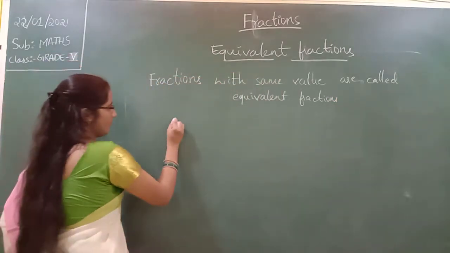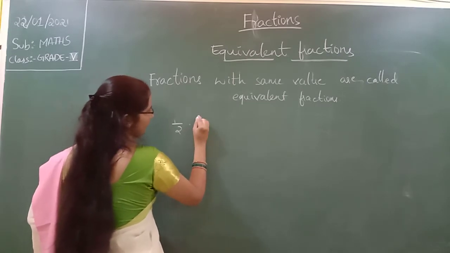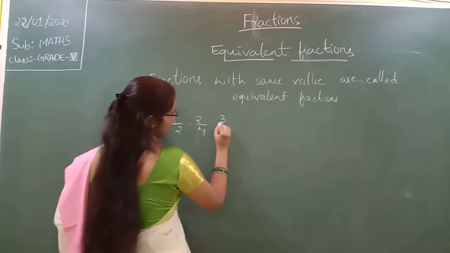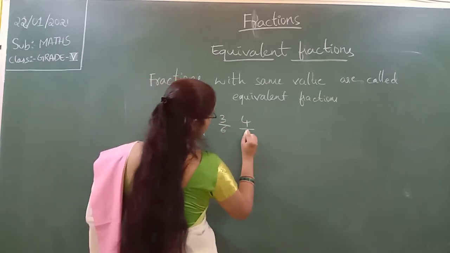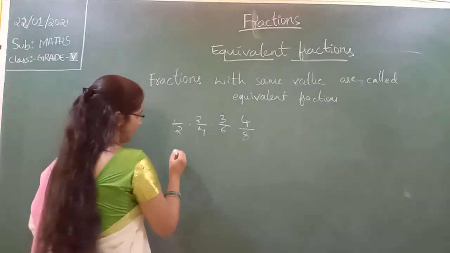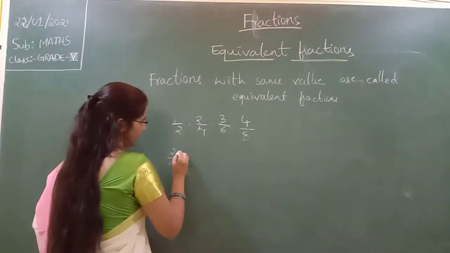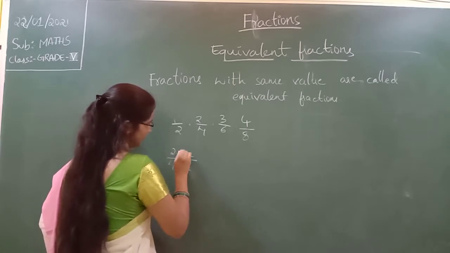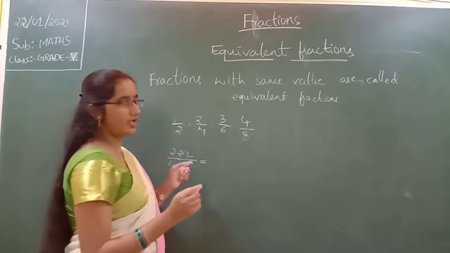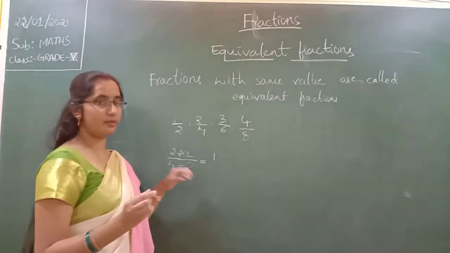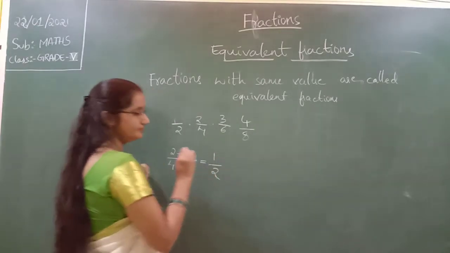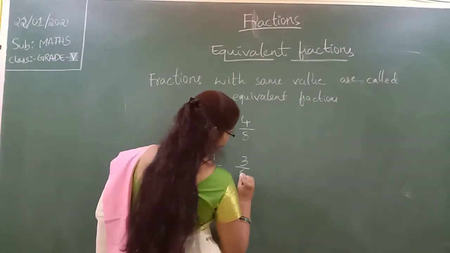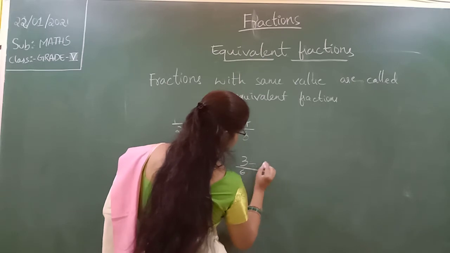What did we get previously? 1 by 2, 2 by 4, 3 by 6, 4 by 8. These are equivalent fractions because when we divide 2 by 4 by 2, what do we get? 2 divided by 2 is 1, 4 divided by 2 is 2. That gives 1 by 2. Similarly for 3 by 6, divide with 3.